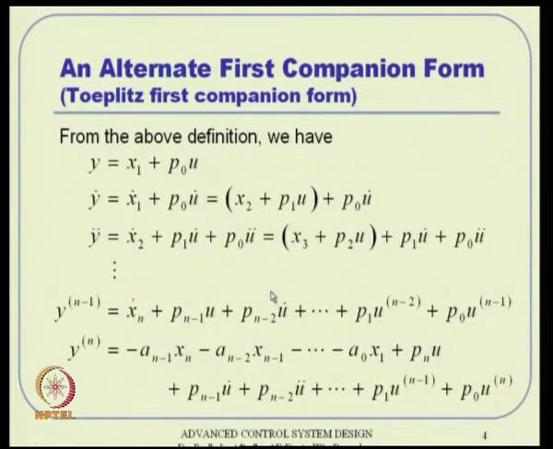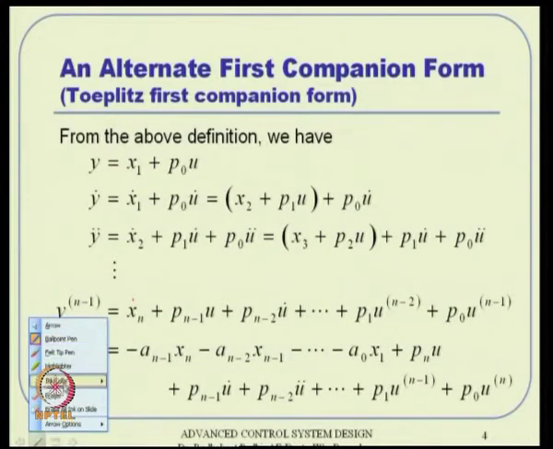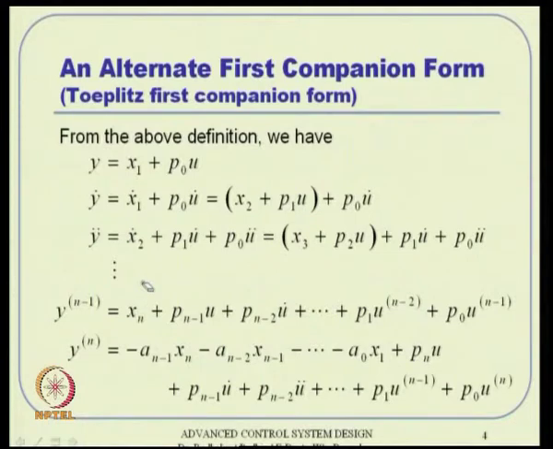There is a small correction here: this dot is probably not necessary. If I see y double dot, it starts with x3. If I see y dot, it starts with x2. So if I see the y n minus 1th derivative, it starts with xn. The dot is not necessary, basically.